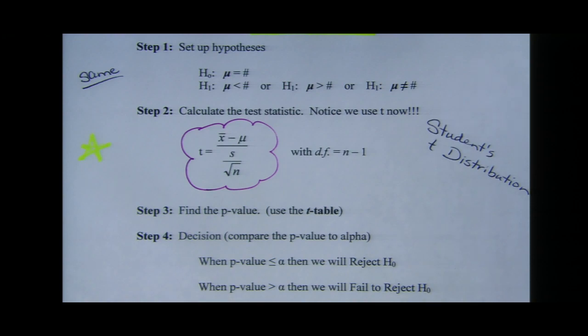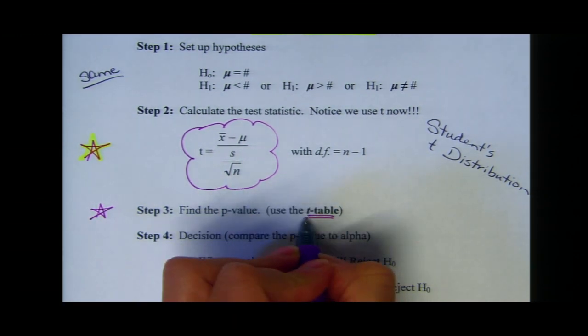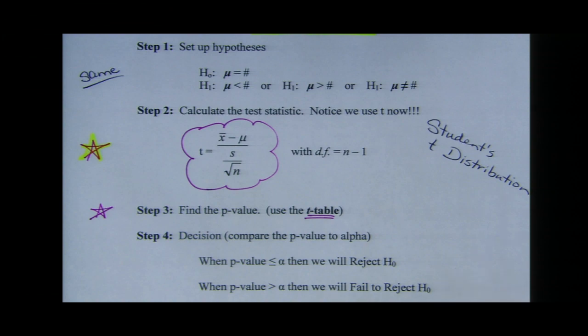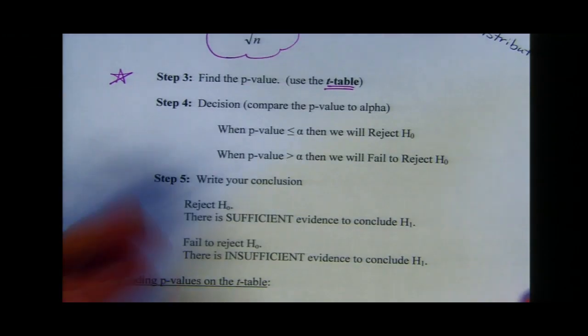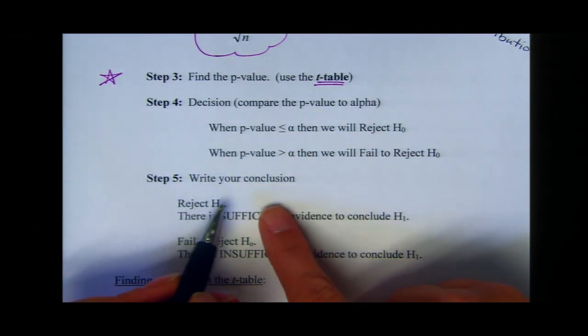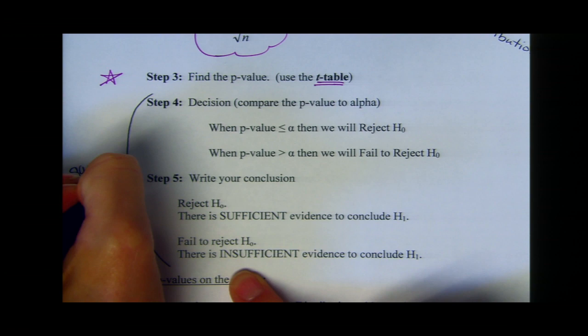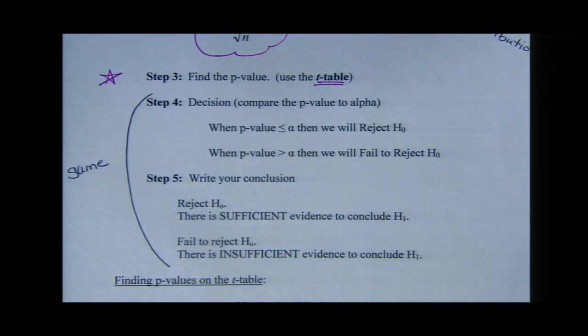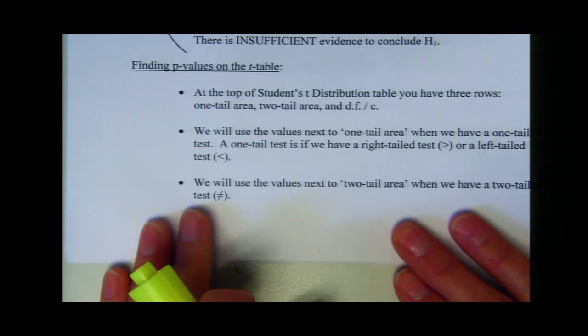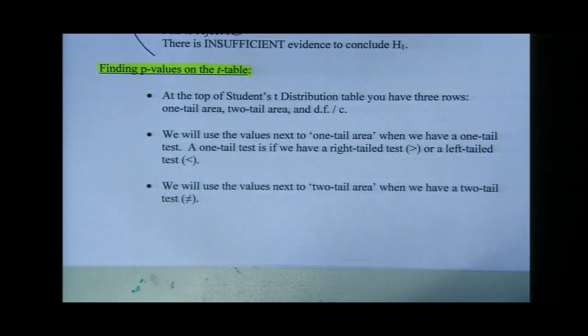So step 3, so this was different. This is different in that we still find the p-value, but we use the t-table instead of the z-table. Now, step 4, the decision. We still compare the p-value to alpha, and this is exactly the same. And the conclusion, these 2 steps are exactly the same as what we did previously. So that does not change. Now, how we use the student's t-distribution is different. So let's look at finding the p-values when we use the t-table.